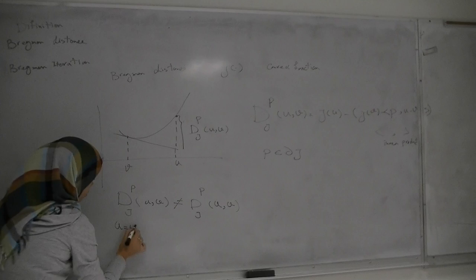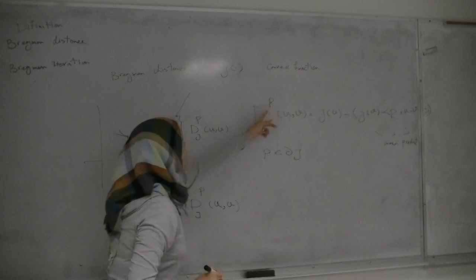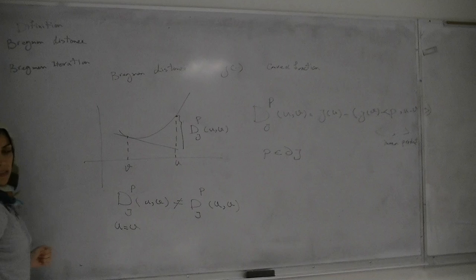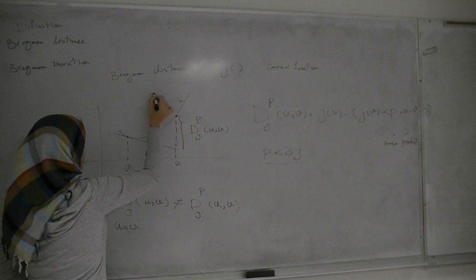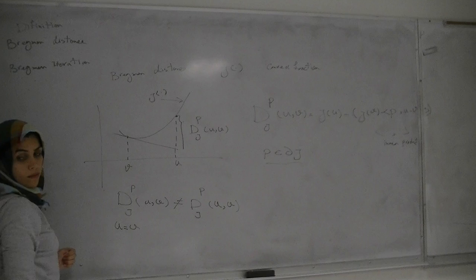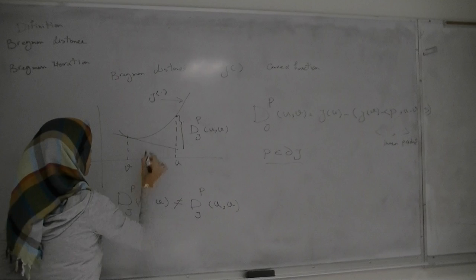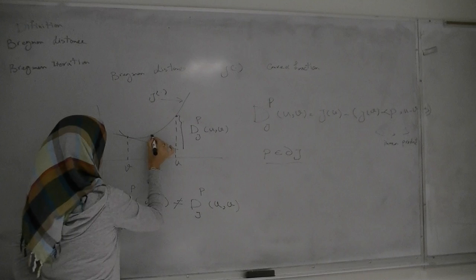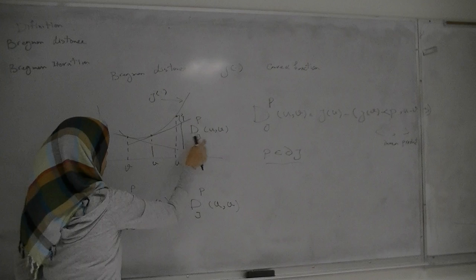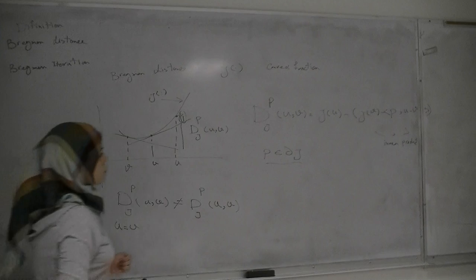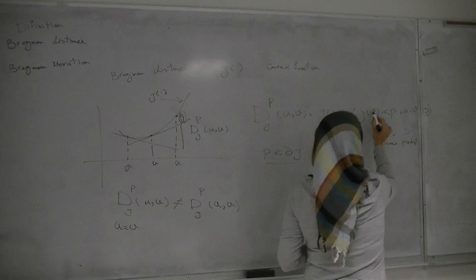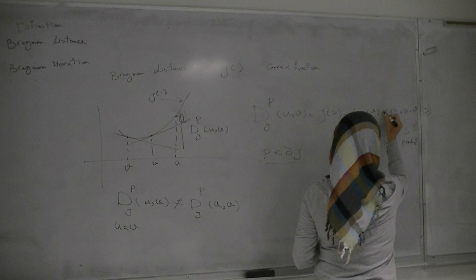So where are P and J here? J is the function. And P is the gradient of J at the point V, right? P is the gradient of J. This is the J function. So, for example, if V is here, the new Bregman distance is J of V minus the inner product.